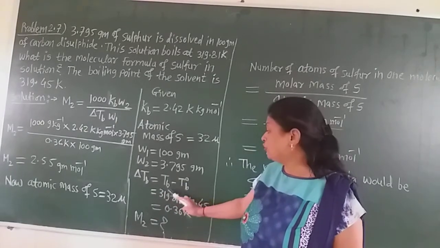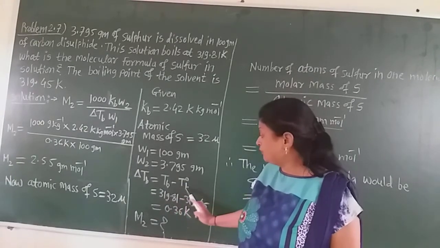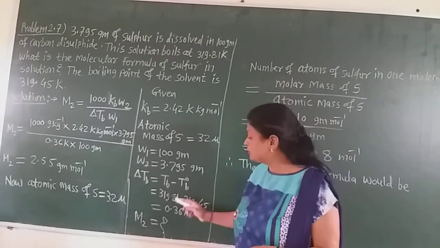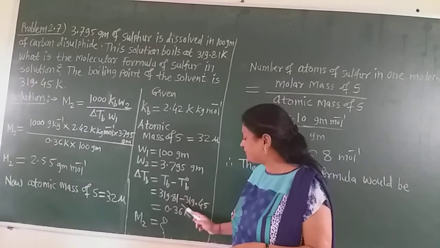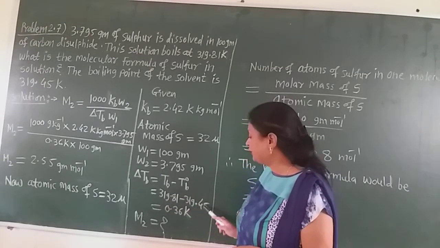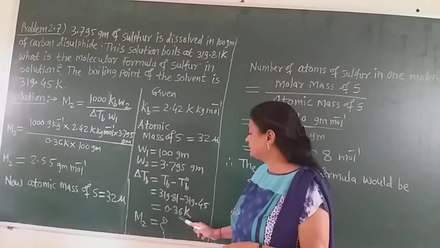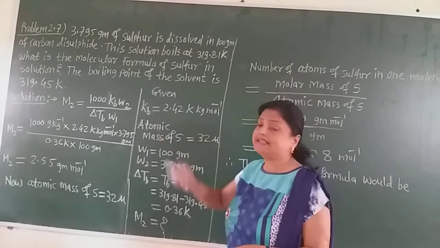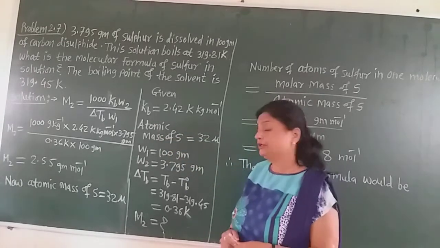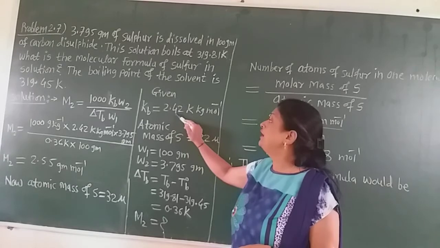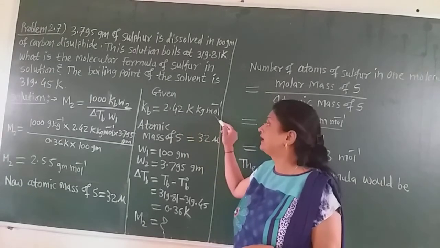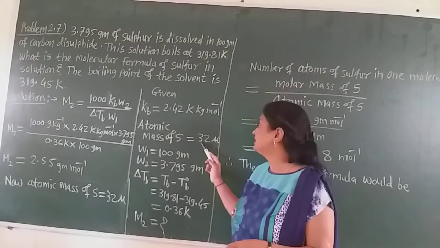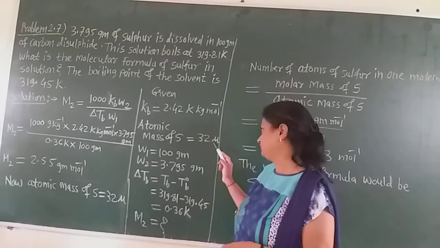subtracting the boiling point of the pure solvent from the boiling point of the solution. So the boiling point of solution is 319.81 minus 319.45, and that is 0.36 Kelvin, that is the delta Tb. Again they have given us the Kb, that is the molal elevation constant, the ebullioscopic constant, value 2.42 Kelvin kilogram per mole. They have also given us the atomic mass of sulfur, that is 32 units.